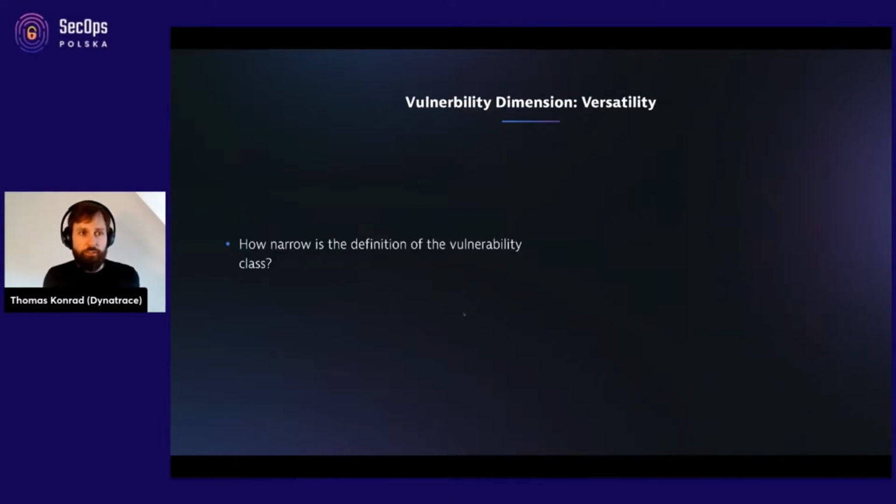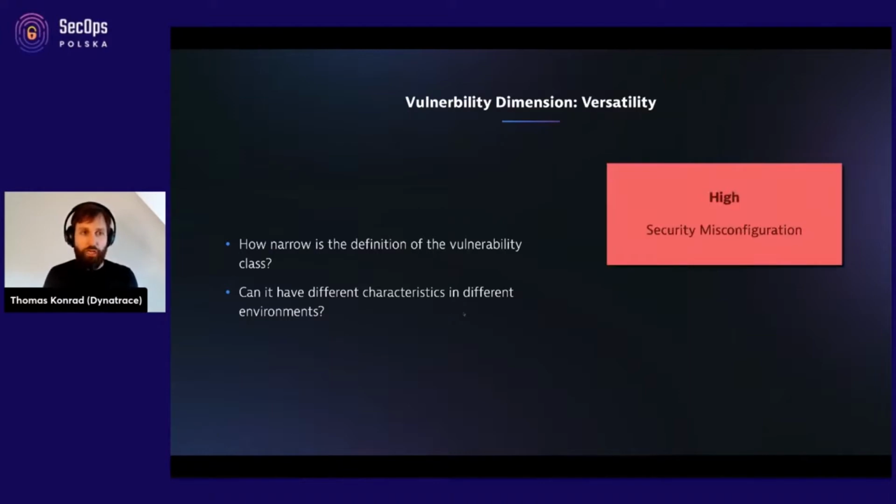Also, a vulnerability I mentioned is versatility. So how narrow is the definition of that bug class? Broken authentication, again, is very broad. There could be hundreds of potential specific problems in there. So can it have different characteristics in general or in specific environments? So high versatility, which is bad for automated testing, is security misconfiguration.